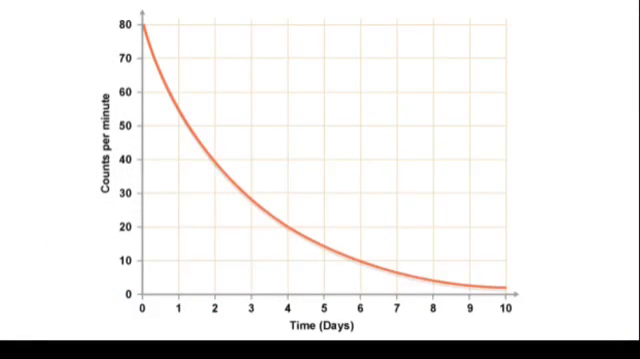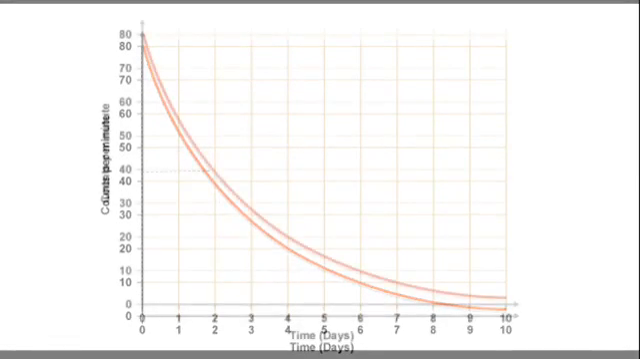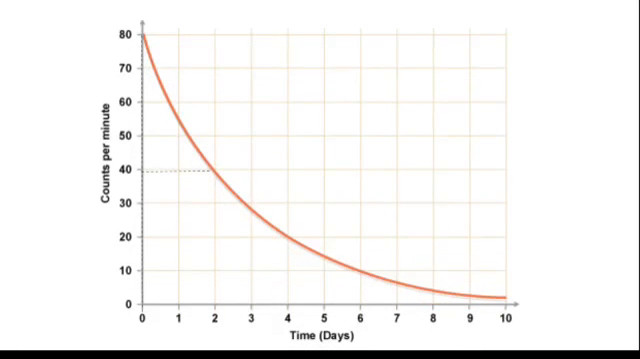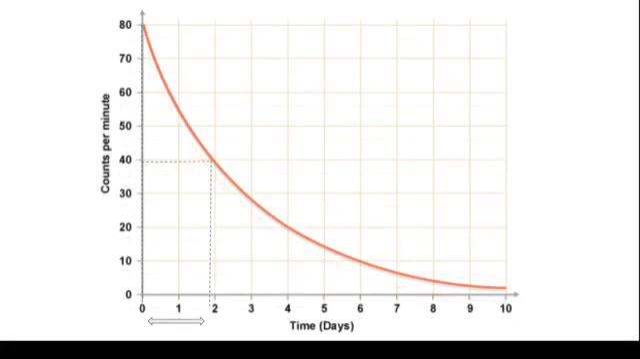Half-life can be found using a graph. You choose a starting point on the y-axis and you note the time on the x-axis. You halve your starting point on the y-axis and note the time from the x-axis. The difference in time is your half-life. So I've done 80 to 40, but I could have done 40 to 20 or 50 to 25. All would have given me the same result.